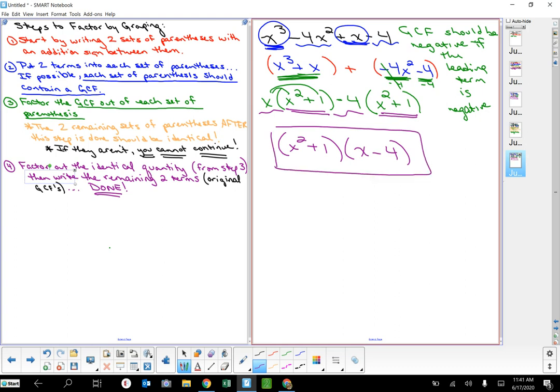Remember, 4 terms. I mean, technically you can do it with 6, but I don't have any of my classes do that in high school. I'd keep that for a college problem.